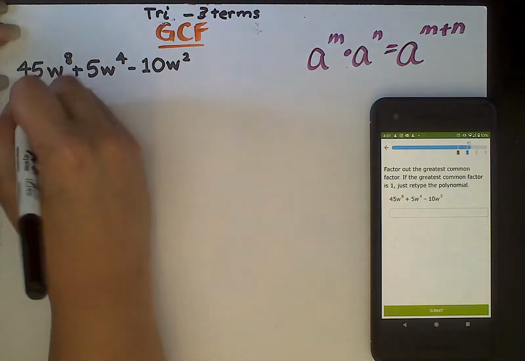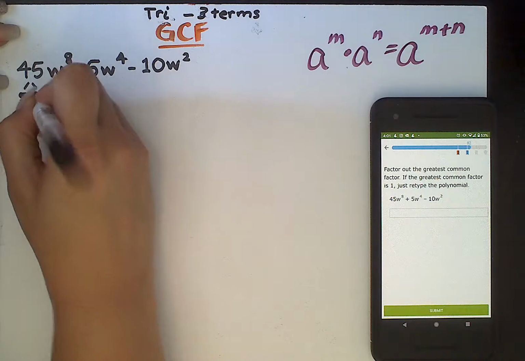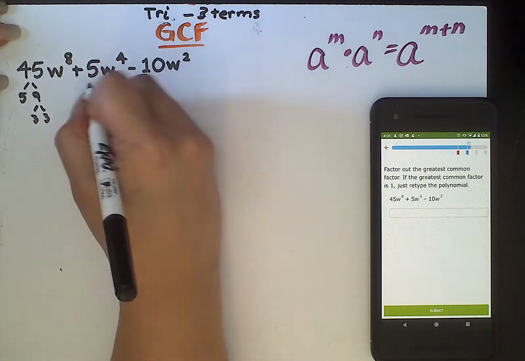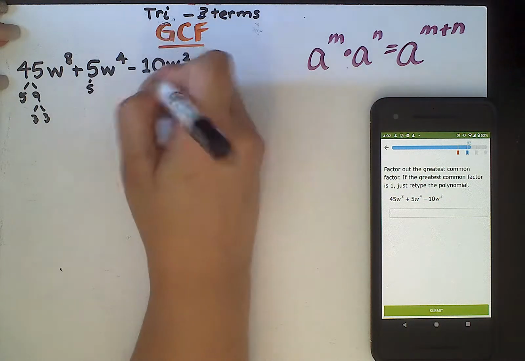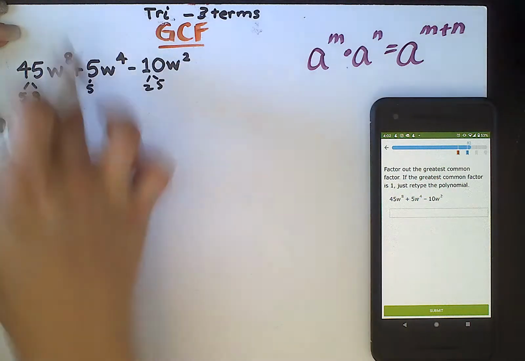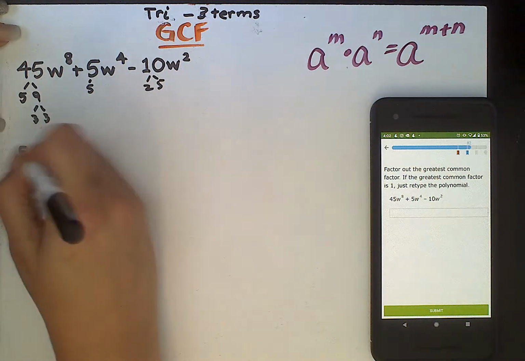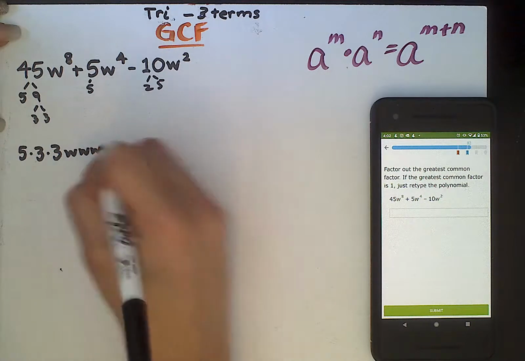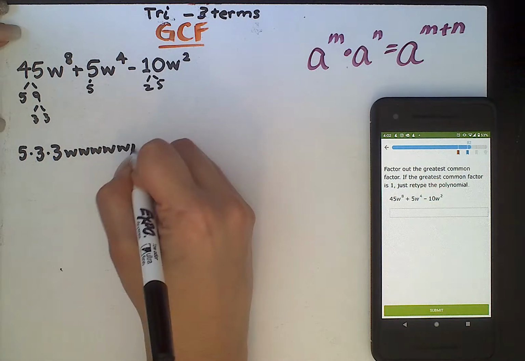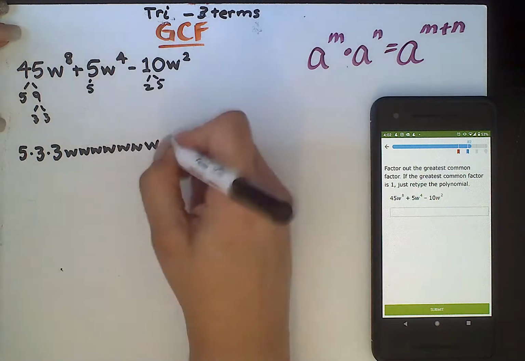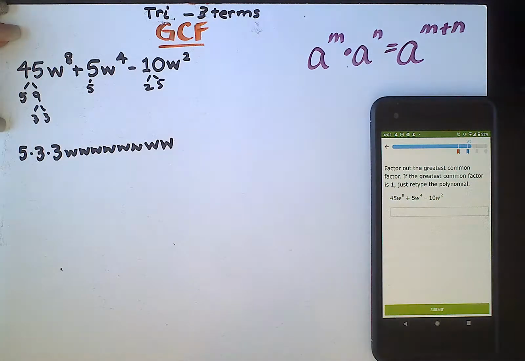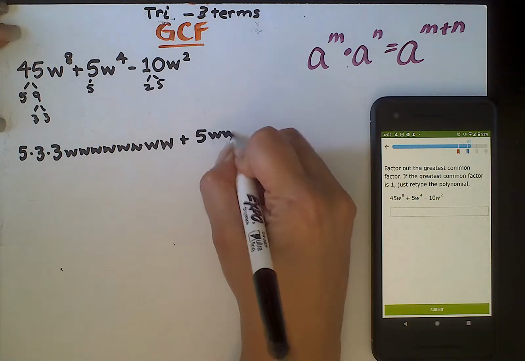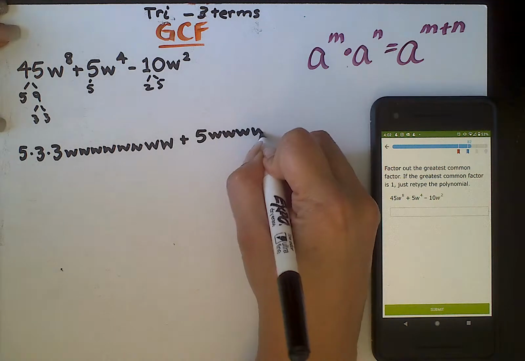So 45, that's 5 times 9, 3 times 3, 5, well, that's just 5. This one is 2 and 5. Okay, so I'm going to say 5 times 3, 3, and then 1, 2, 3, 4, 5, 6, 7, 8. Sorry, my w's were looking really ugly. Plus 5, and then 1, 2, 3, 4.